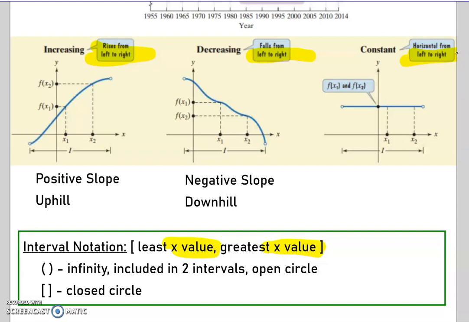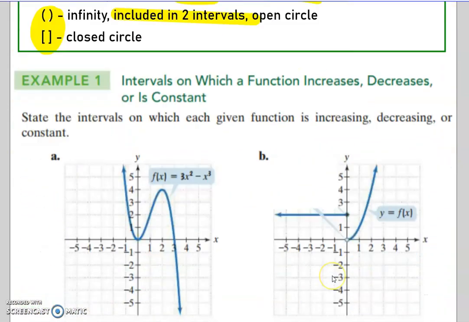Some reminders of when to use parentheses or brackets. Notice I also added something in here for when a number is included in two intervals, okay? I can't say a number is increasing and decreasing at the same time, right? Just like I can't be in two places at once. So when that happens, the way we get around it in math is by using parentheses. So add that to your notes, when to use which type of notation, parentheses and brackets.